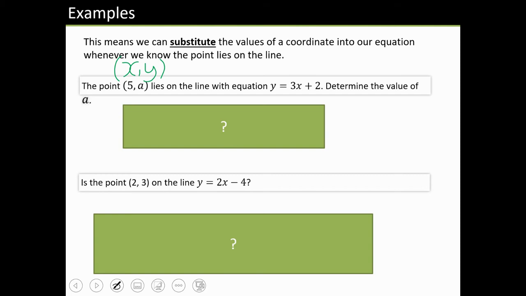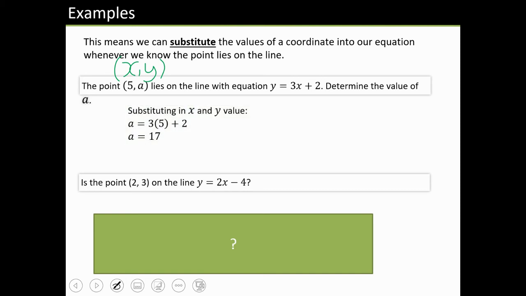Okay, so substituting the values of x and y into my equation to work out what a is, instead of y, I'll replace it with the a, and instead of the x, I'm going to replace it with the 5. So a is equal to 3 times 5 plus 2. 3 times 5 is 15, add the 2 gives me 17. So a is equal to 17, and that's how you work out a missing value, in this case here, a.